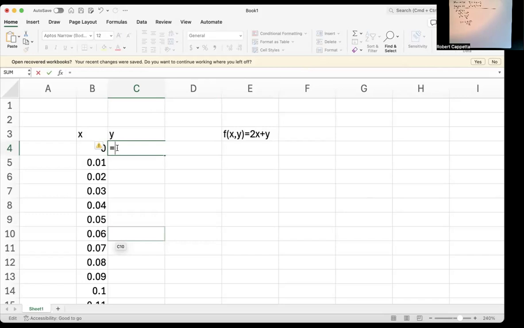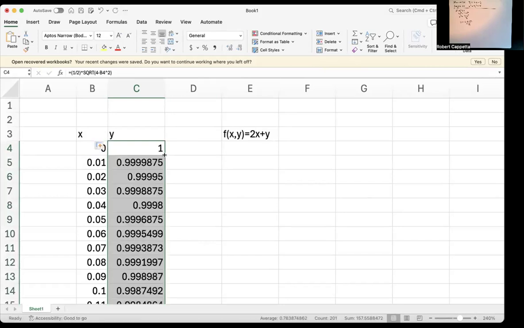So I'm going to make this equal 1/2 times the square root of 4 minus x squared, which is 4 minus the x value here, squared. And what is that going to give me? It's going to give me 1. I believe that's correct. We're going to go ahead and autofill this.